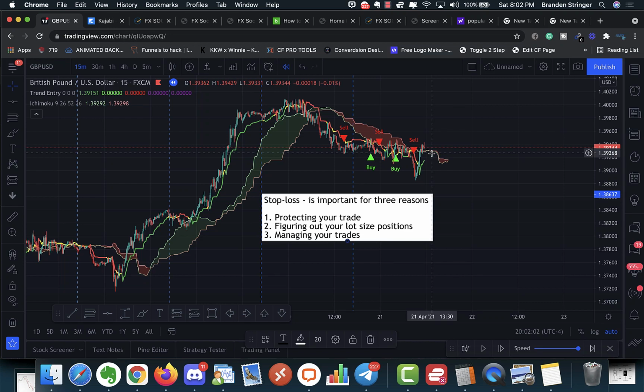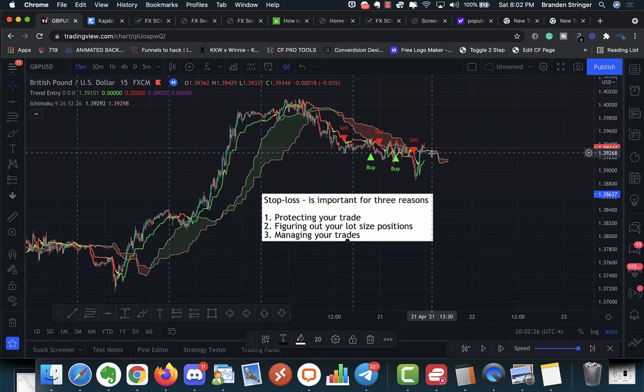How's it going, guys? So this is gonna be a video on how to use a stop loss. Guys, this is one of the most important videos you're gonna need because stop losses are important for three good reasons. One, it helps you protect your account. Two, it helps you figure out your proper lot size, as you've seen in our last video, in the risk management video. And three, it helps you manage your trade. So we're gonna go through all three of these and how all three can help.